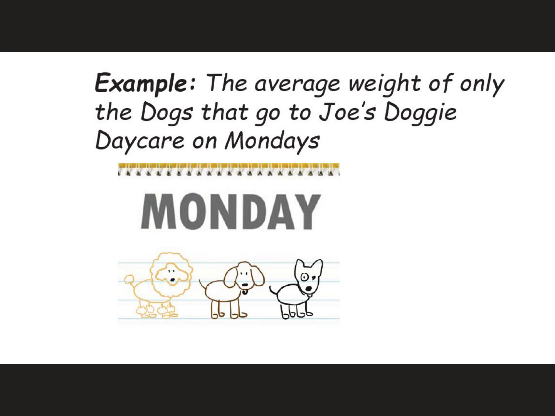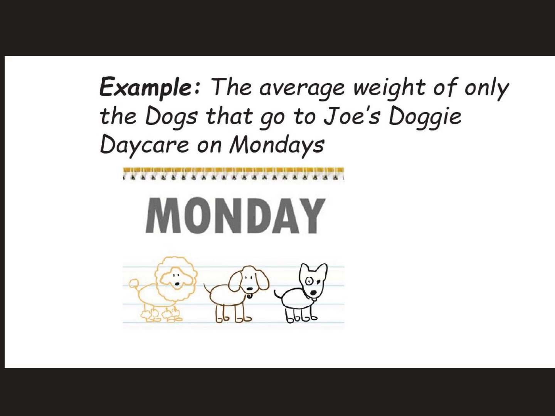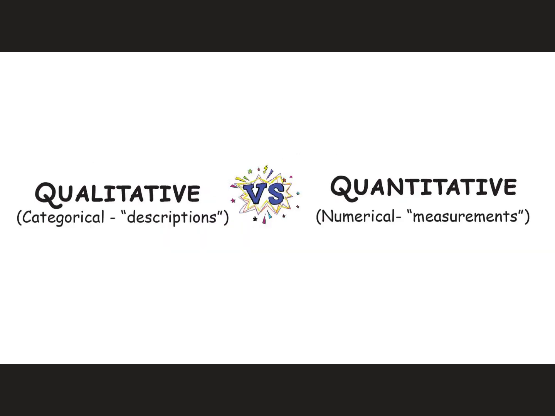So if we took what we would call a cluster sample of Monday's dogs, then this would be X bar, would be our option for that. So that would be our sample for Monday's dogs. That's our sample. Right. So we have different types of data that you're going to be quizzed on.